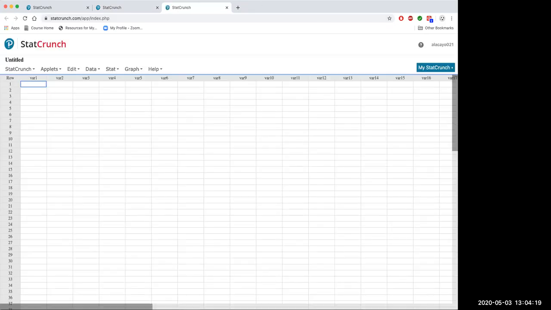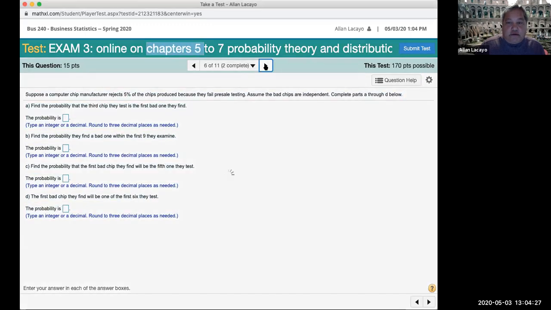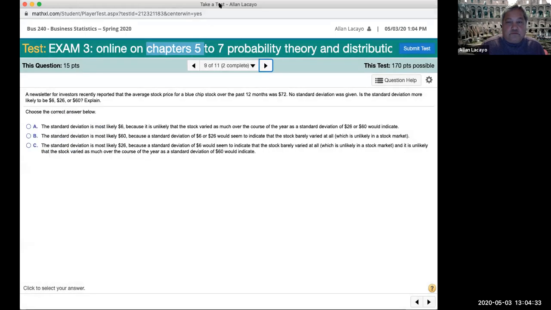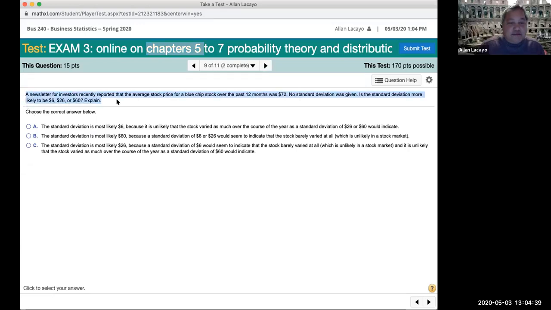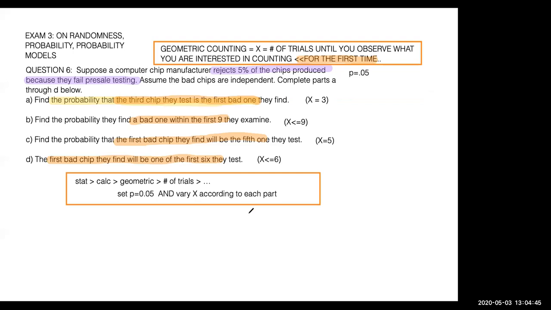I'm going to set up a new sheet for the next problem. The next problem I think you wanted to observe was problem nine. Yep, this is my question. I'm going to copy this on the board. This is exam three, and this is question nine.